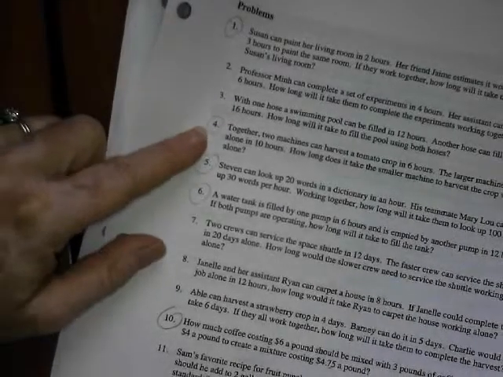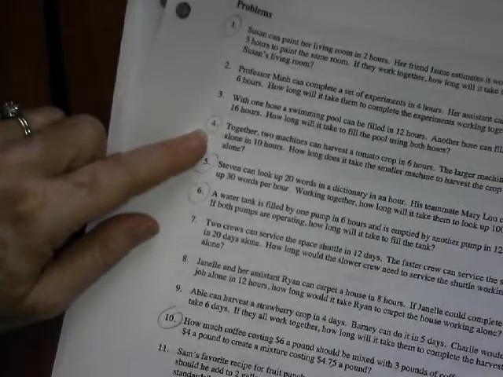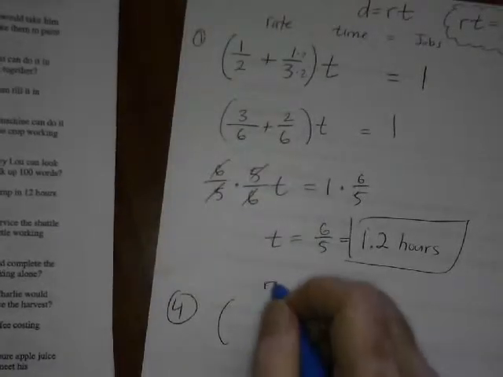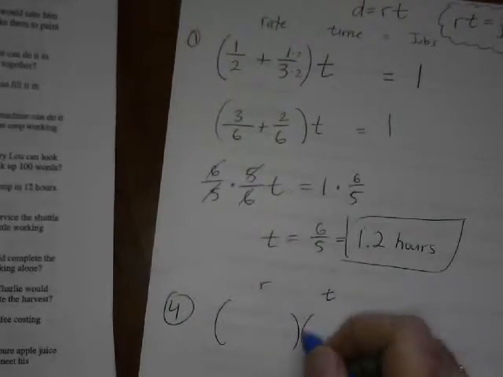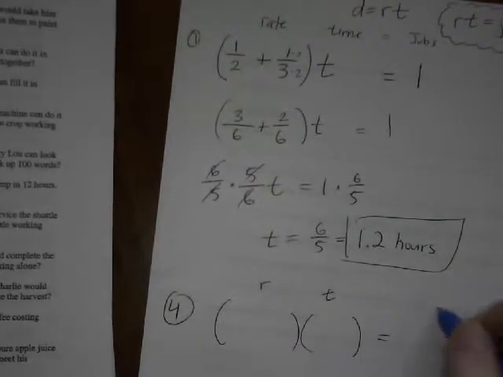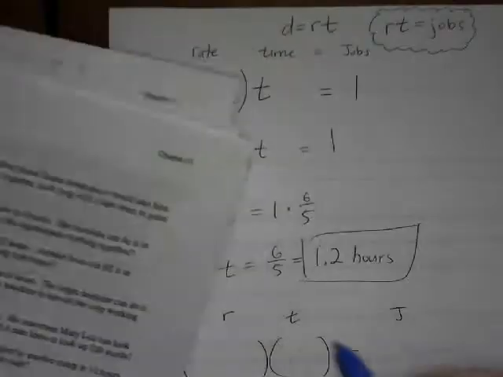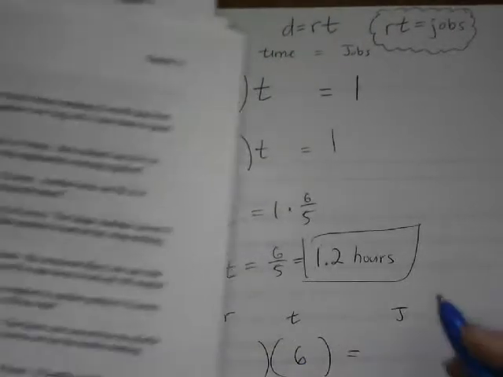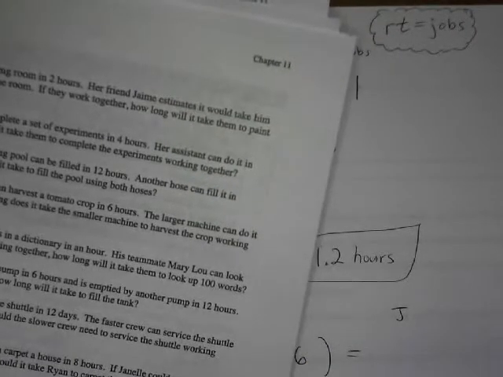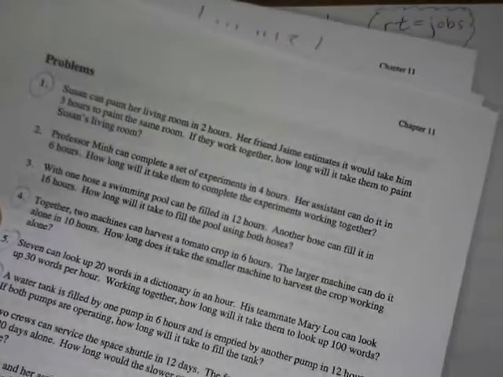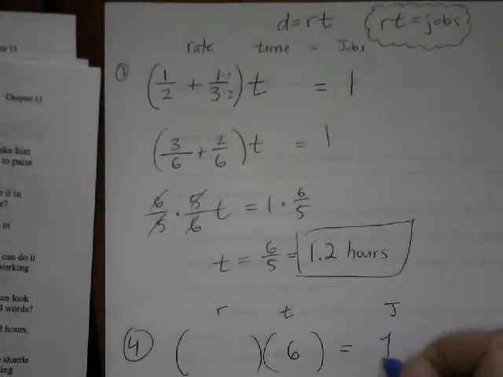Number 4 says, together two machines can harvest a tomato crop in 6 hours. So I know rate times time equals jobs. Okay, there's time, which is going to be 6 hours, and it's just a tomato crop, right? Can harvest a tomato crop, so that means 1 tomato crop.